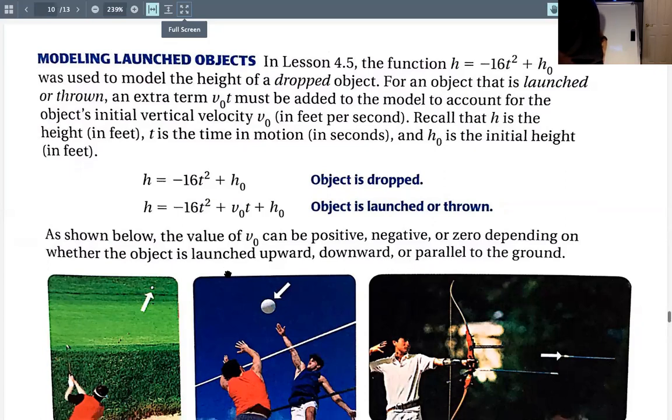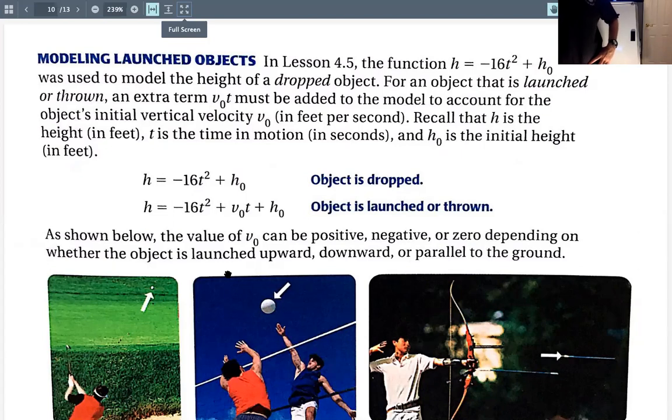Okay, so that's your y-intercept, used to model the height of a dropped object. For an object that is launched or thrown, an extra term, what do you think v-naught is? V-subscript 0, that's called v-naught. What do you think that is? Oh, I thought you guys knew that. Velocity? Yes. And it's in the up or down direction only. We talked about that yesterday.